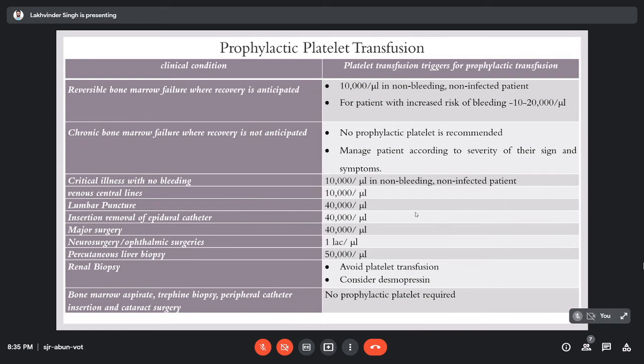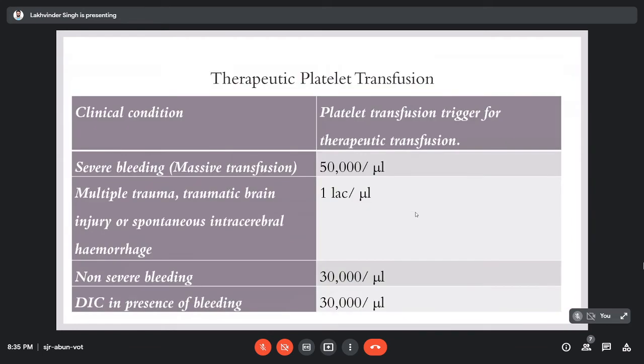In these cases, you may consider giving desmopressin, which causes an increase in the von Willebrand factor expression on the endothelial cells and platelet activity increase. For bone marrow aspirates, bone marrow biopsy, peripheral catheter insertion, and cataract surgery, no prophylactic platelets are required. In that case, you don't have to give any platelet because chances of bleeding are very less.